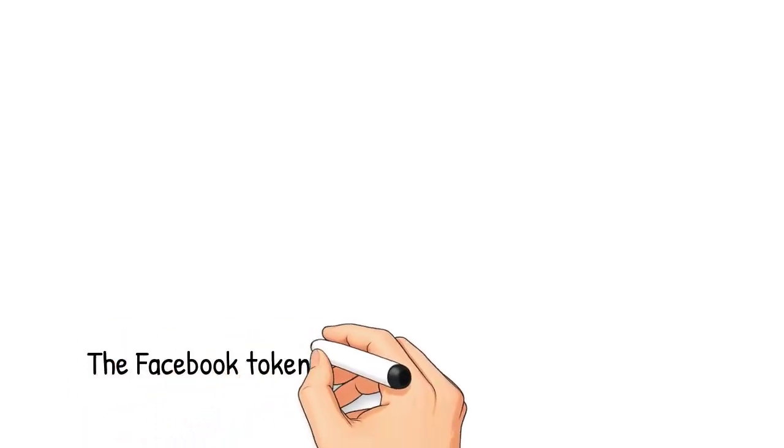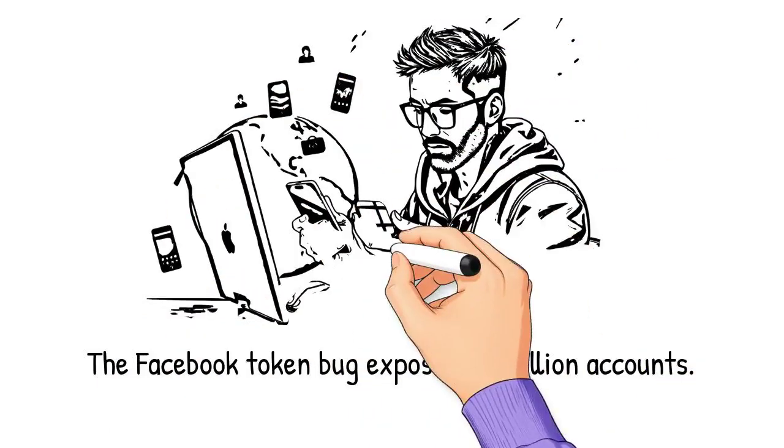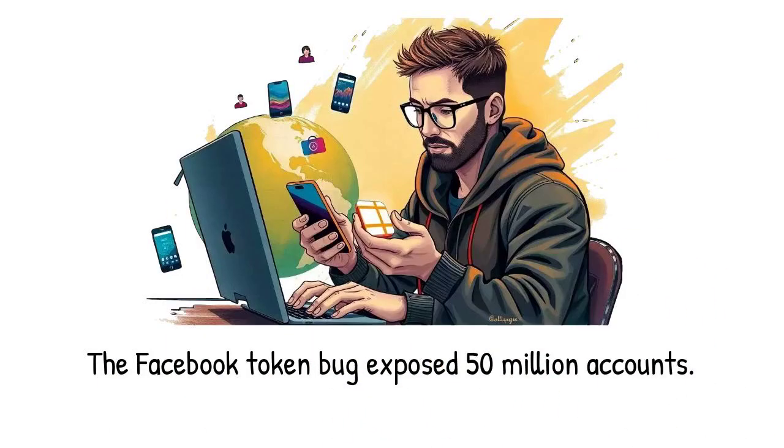Real example: the Facebook token bug. A small API flaw allowed attackers to steal access tokens. Result: 50 million accounts exposed. One tiny API mistake. Massive global impact.